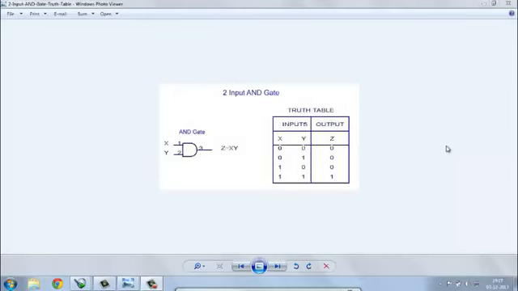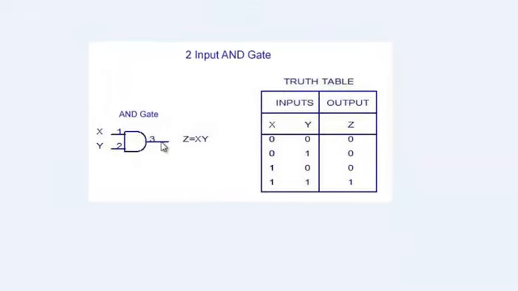Hello everyone, in this video lecture we will be doing the coding for your 2 input AND gate. Here I will give a small demonstration about the 2 input AND gate, then after we will see the VHDL coding for the same. As you all know, a 2 input AND gate has 2 inputs X and Y and one output Z.